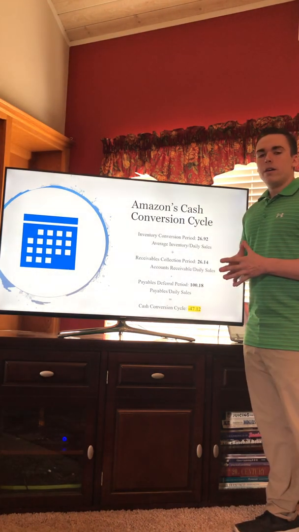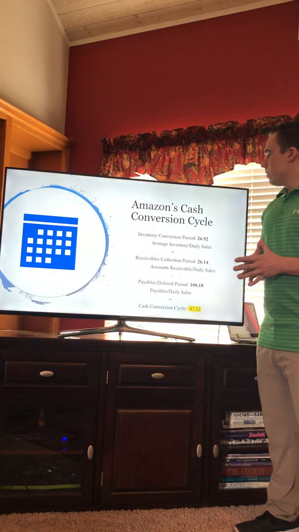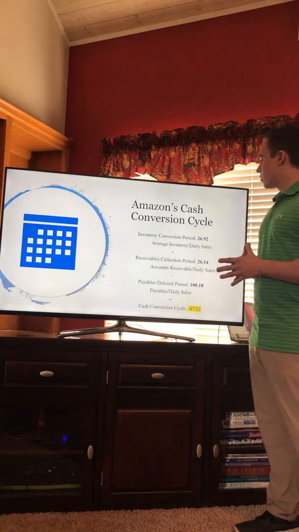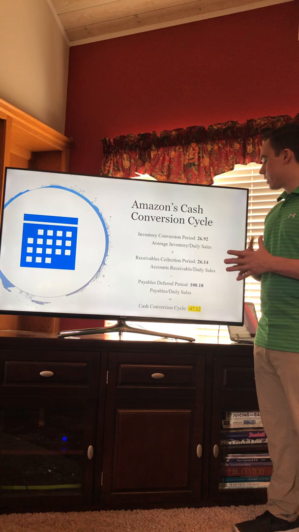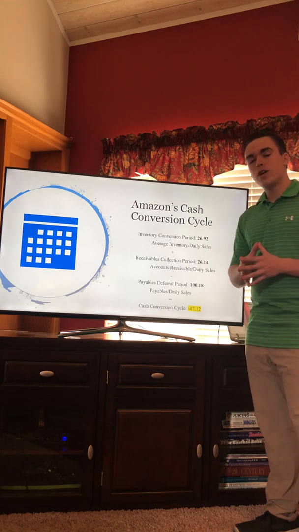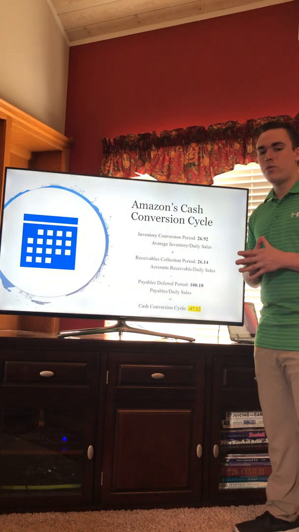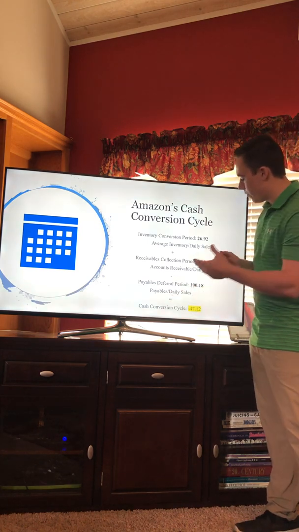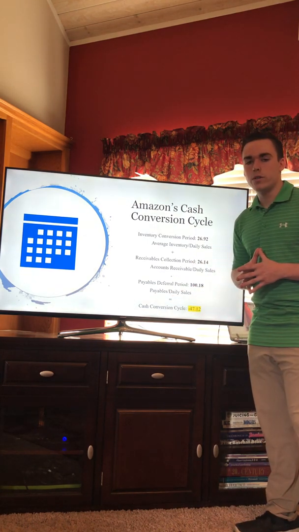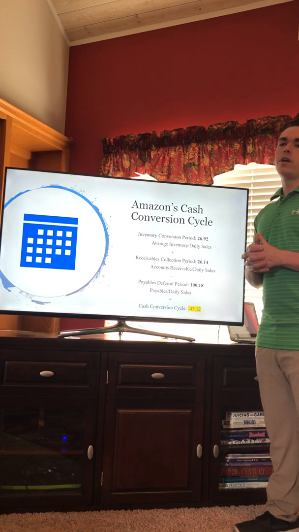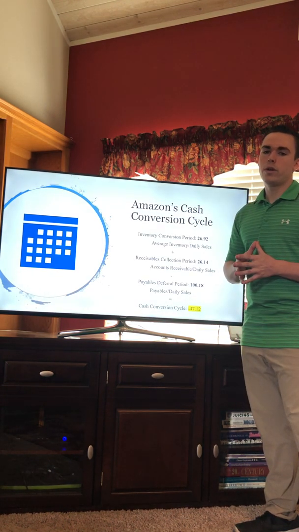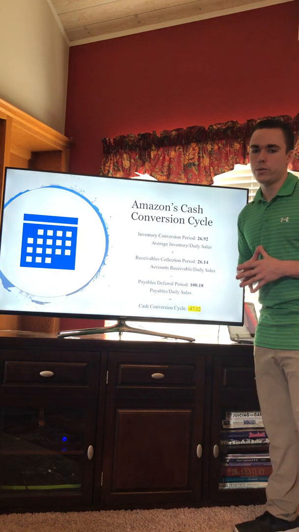In-depth look of Amazon's cash conversion cycle. We came to an inventory conversion period of 26.92, and we add that to the receivables collection period of 26.14, and then we subtract the payables deferral period of 100.14, and we came to a cash conversion cycle of negative 47.12. And this means that it takes Amazon negative 47.12 days to convert their investments in inventory and other resources into cash flows from sales.